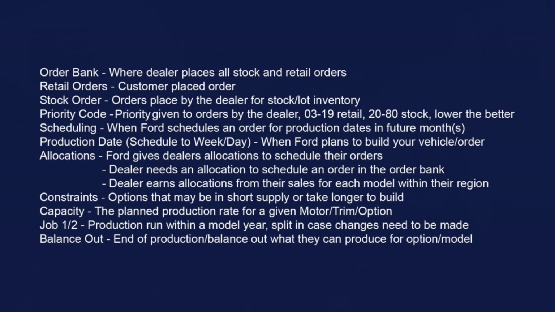So, like for us, if we put in our own stock orders, then they're going to be looked at before Ford's, unless it's a configuration that Ford needs, and that's why they put it in there. But that's how that'll work. So that's why retails are always looked at first. Now, scheduling, that is when Ford schedules an order for production dates in future months.